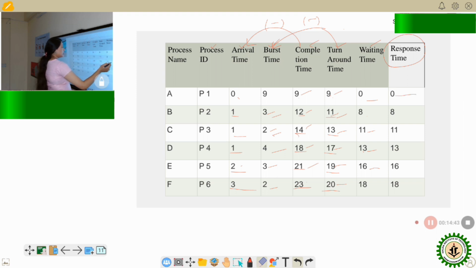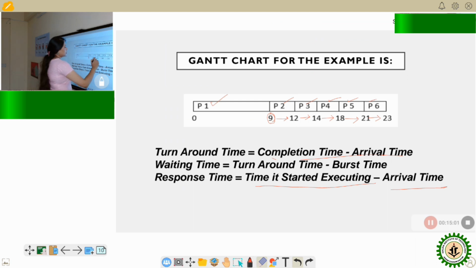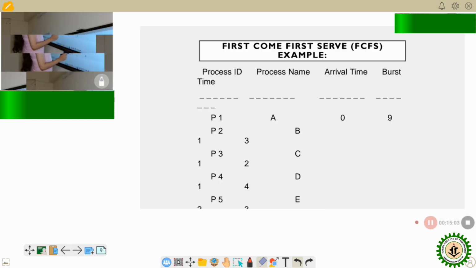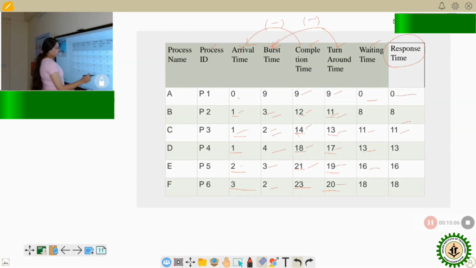Then the next one started at the time of 9. 9 minus 1 is 8. Then it started at the time of 12. 12 minus 1 is 11. Then it started at the time of 14 for P4. 14 minus 1 will be 13. Next will be 18. 18 minus 2 is 16.